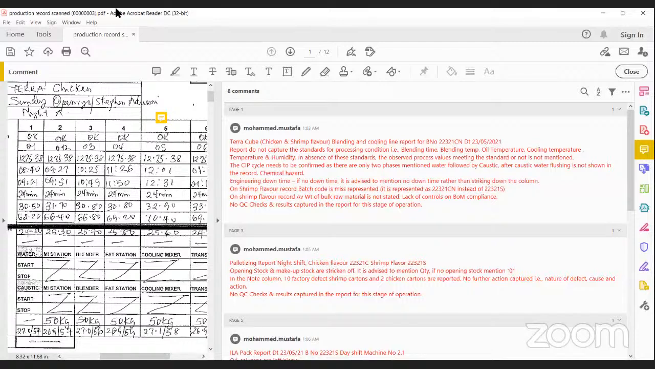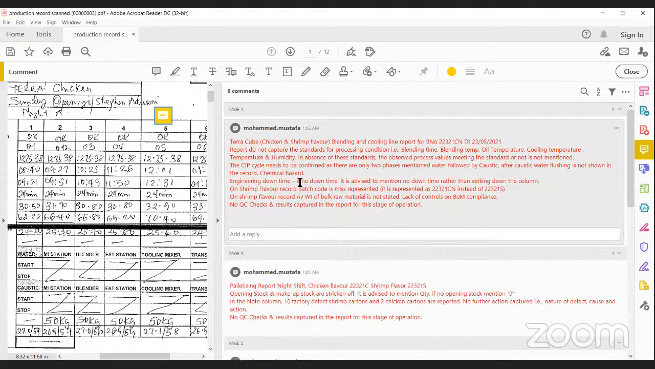Okay, Sunny, please go ahead. Okay. So also, we noticed that on the engineering downtime in the report, if there is no downtime, it is advisable to mention no downtime rather than striking down the column.